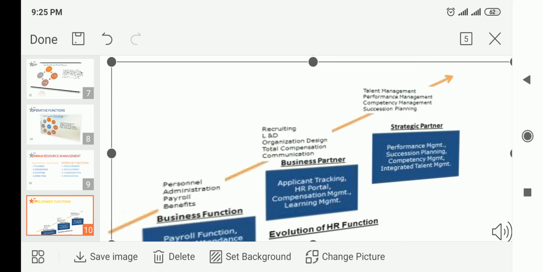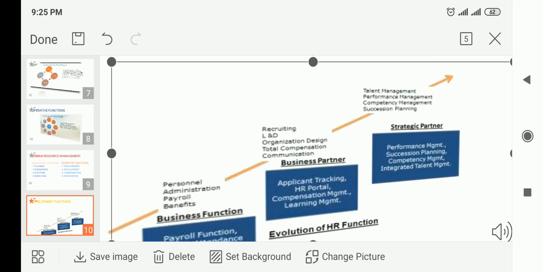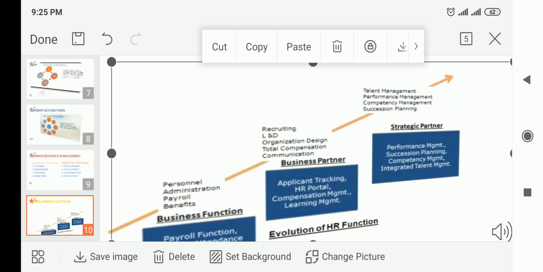Now the first part, you see personnel administration, payroll, benefits. So payroll functions come under business managed functions. Then benefits of payroll come under this. Then we have this. Could you see the slide, everyone? Everyone, could you see the slide? Okay.